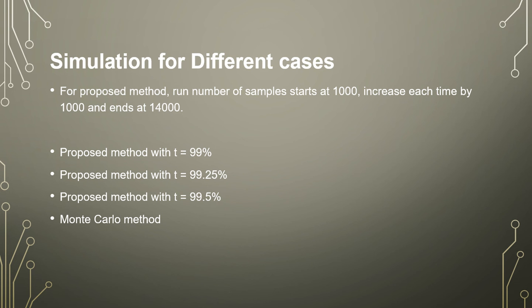However, we can still play around with the t-value. We chose three cases for the t-value. First, we chose it to be 99%. Second, we chose it to be 99.25%. And third, we chose it to be 99.5%. And then we also have the reference simulation, which is the standard Monte Carlo method.